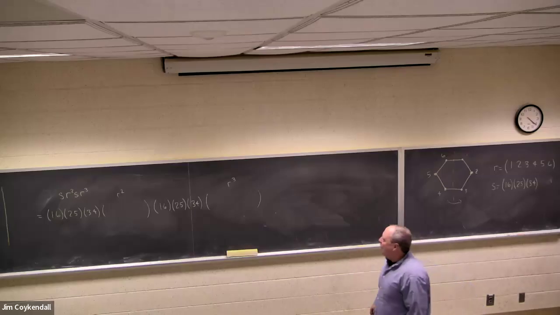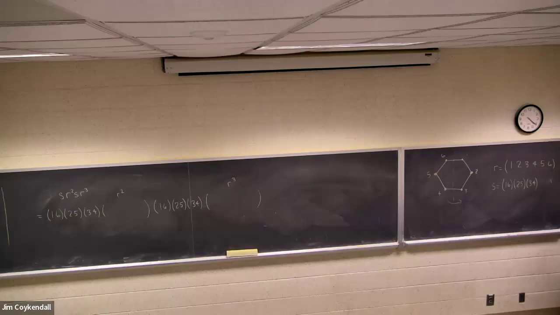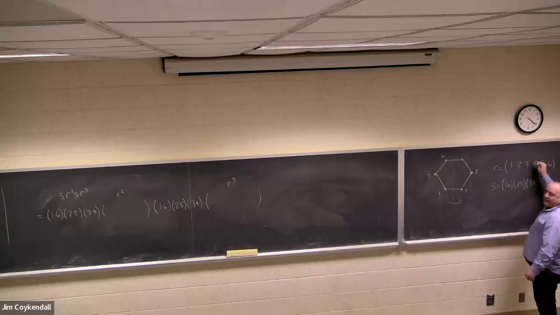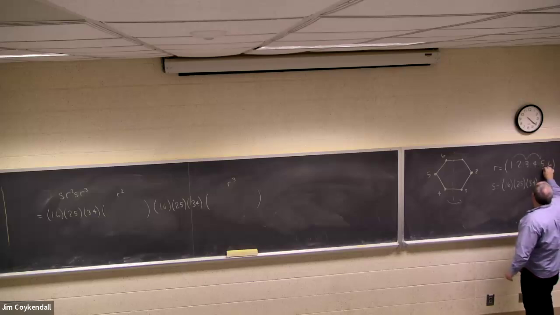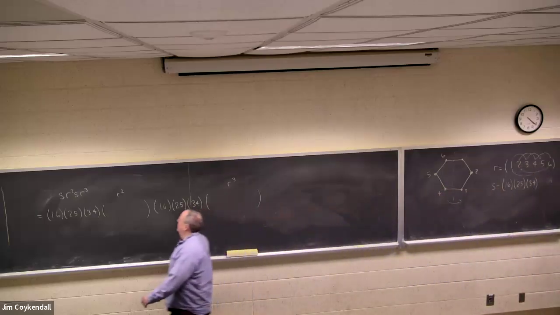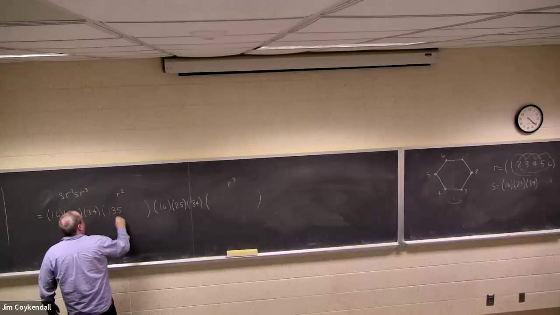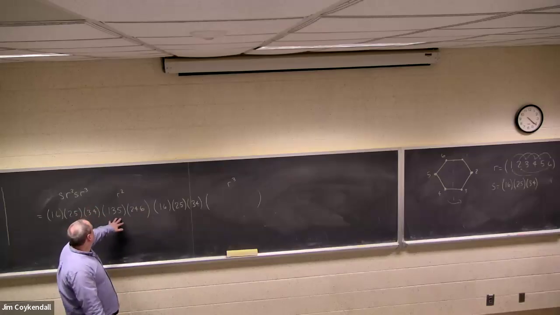So can somebody tell me what is R squared? Look at this and tell me this is what R is. It takes 1 to 2, 2 to 3, 3 to 4, 4 to 5, 5 to 6. What does R squared do? R just jumps 1. R squared jumps 2. So it actually should look like this. I agree. That's what R squared should be, right?